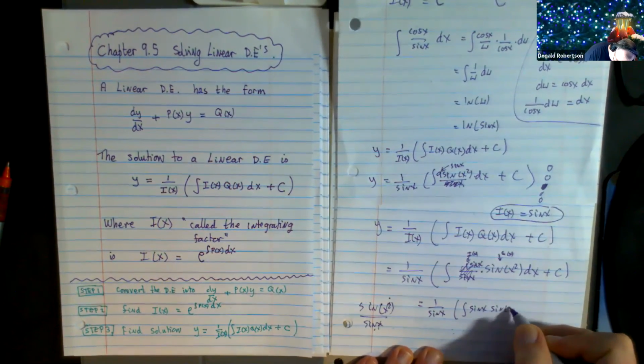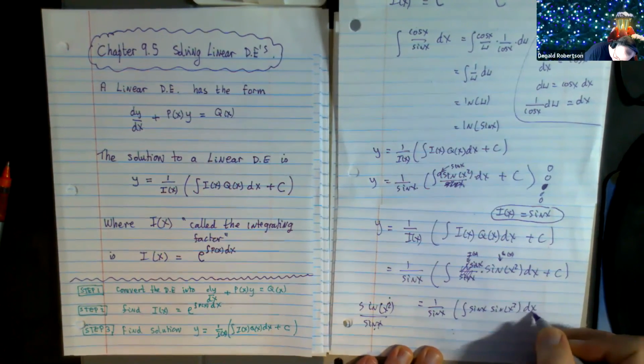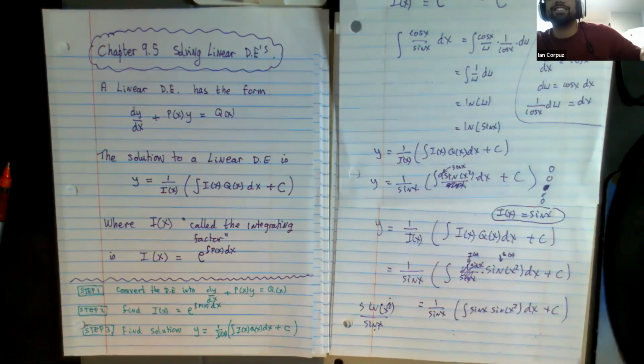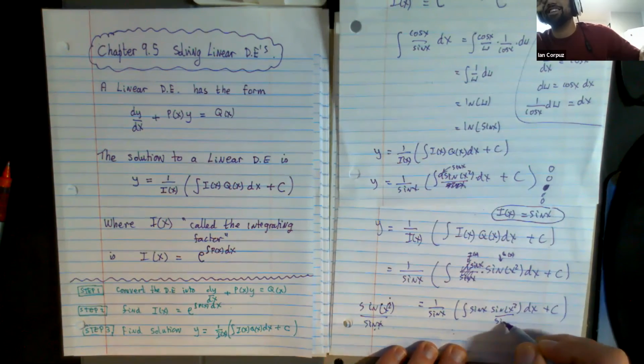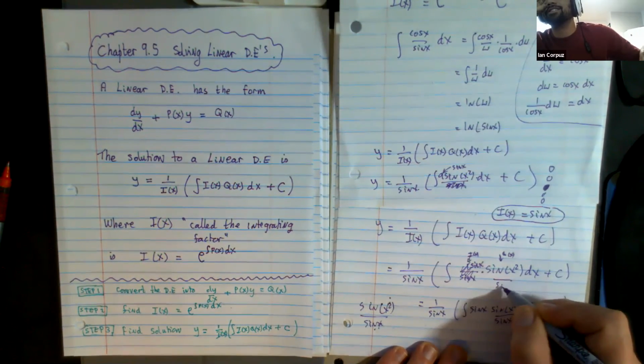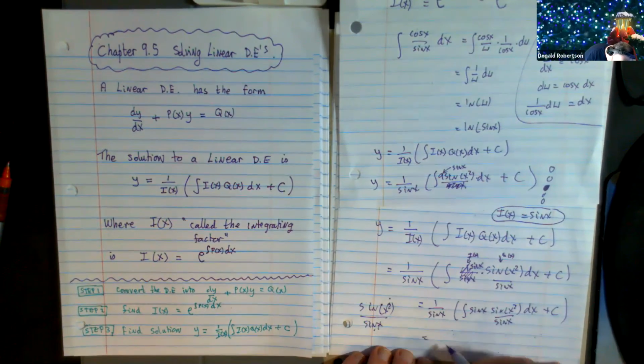Yeah, are you unconfused now? Yes, except your q of x is actually sine x squared over sine x, right? Yeah, so the sine x will cancel out. Okay. There we go. And then your sines will cancel. Which is allowed.